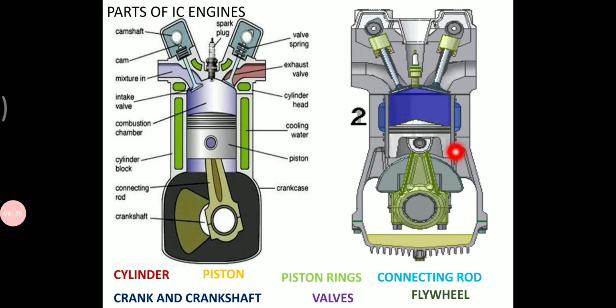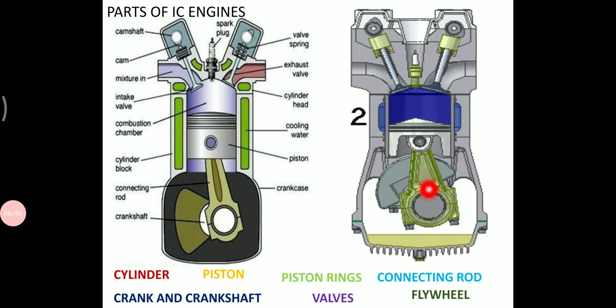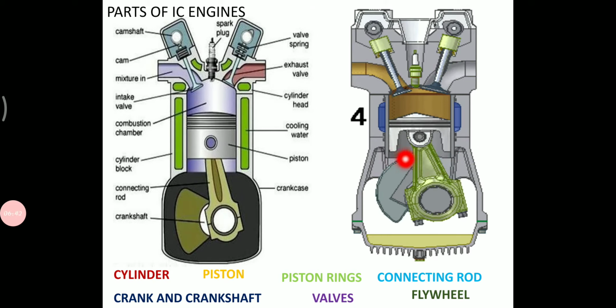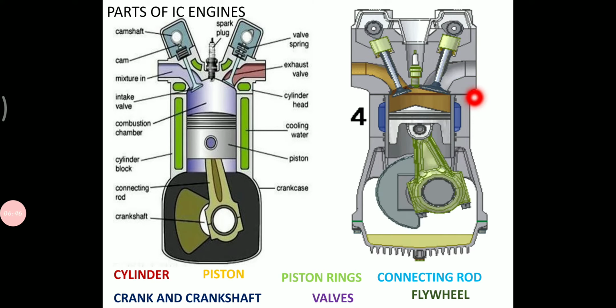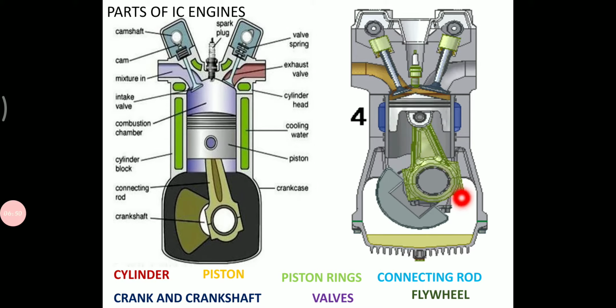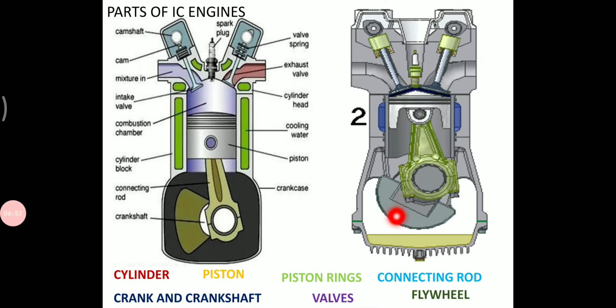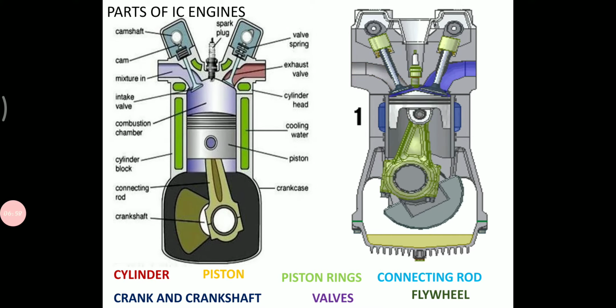How the reciprocating motion of the piston is converted into rotary motion will be explained here. You can see how the piston is moving to and fro, and how the connecting rod converts that reciprocating motion into rotary motion of the crankshaft. Okay, these are all the parts of IC engines. I will provide the PPT so you can go through it one by one.